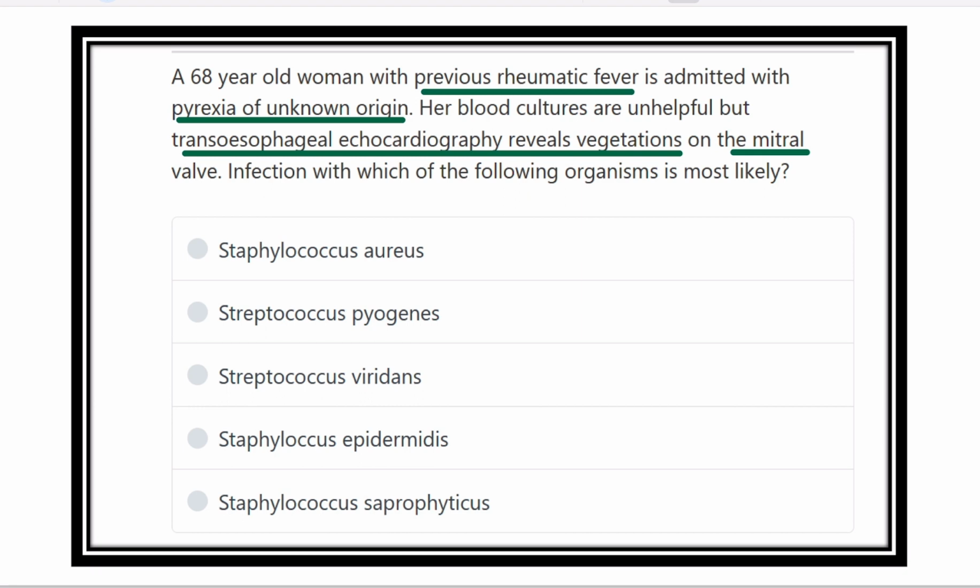So it is very obvious that a 68-year-old woman suffered from rheumatic fever. That means the heart valve of the woman was damaged previously, but now she develops pyrexia, that means fever, but her blood culture is unhelpful, that means blood culture normal. And transesophageal echocardiography reveals there is a vegetation on the mitral valve. That means there is a previously damaged mitral valve, and again there is infection.